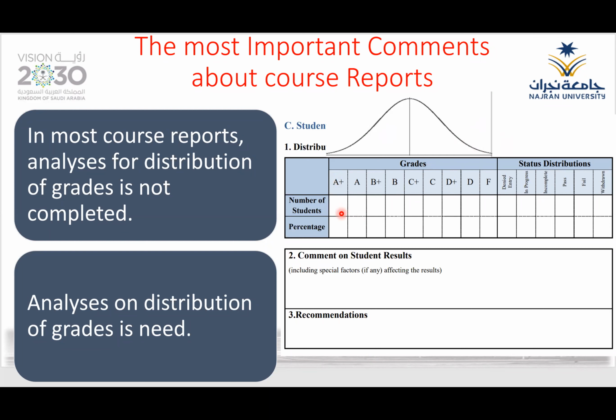It means that few students get A plus, more students get A, more students get B plus, more students get B. The most students are between C plus and B. This is the highest number of students. Also, some students get C, fewer students get D plus, fewer students get D, and fewer get F. This is the optimal scenario for the grade distribution.